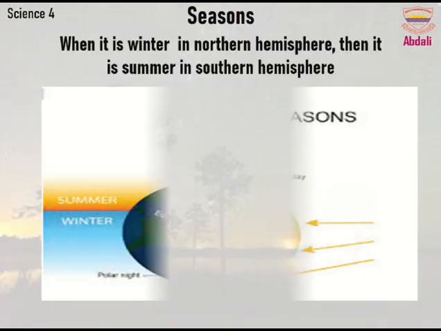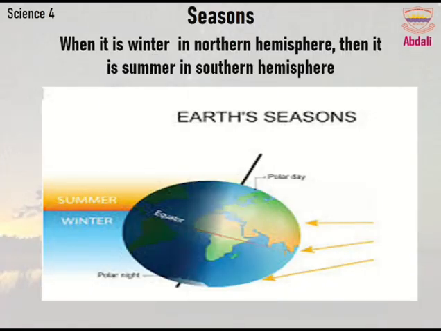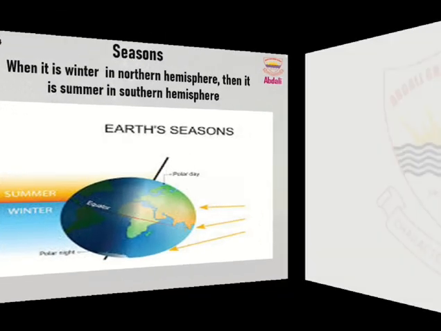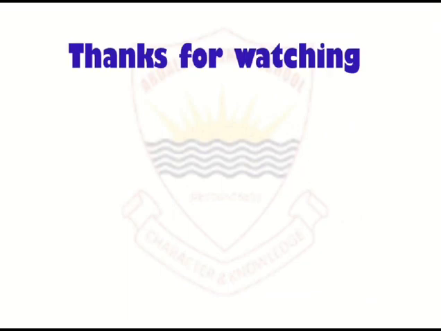When there is winter in the Northern Hemisphere, then it is summer in the Southern Hemisphere, and on the opposite side there are autumn and spring. So due to tilting movement, seasons change on Earth, and due to spinning movement, day and night change on Earth.